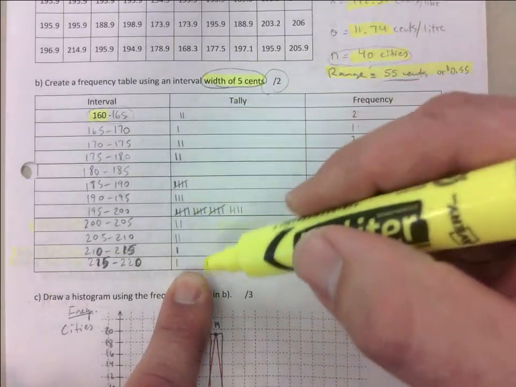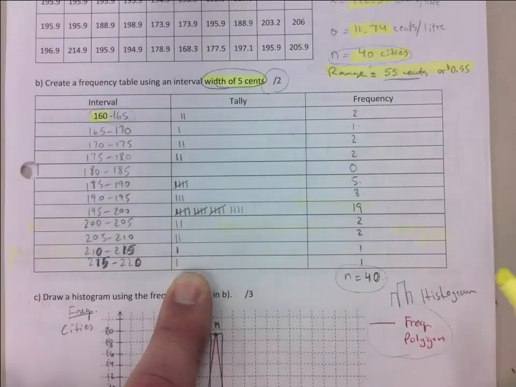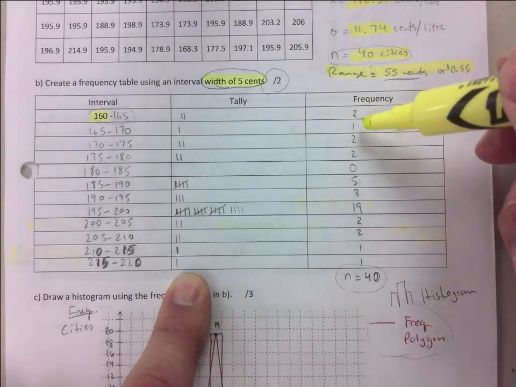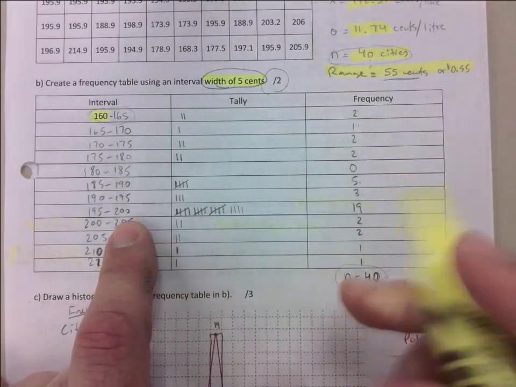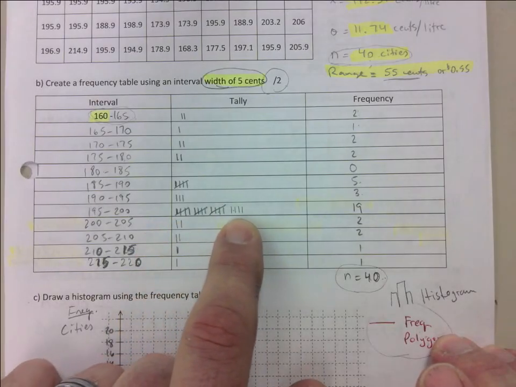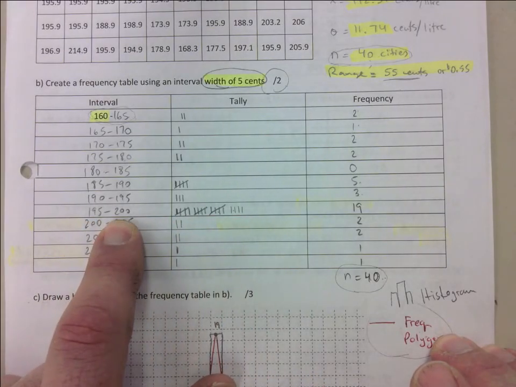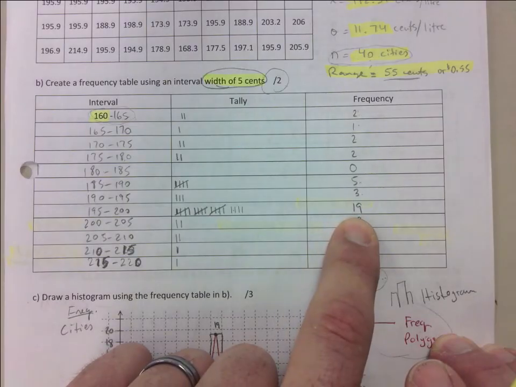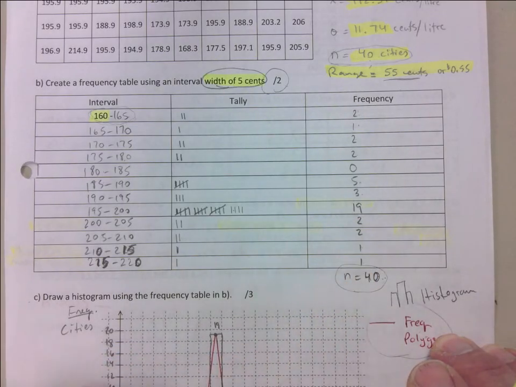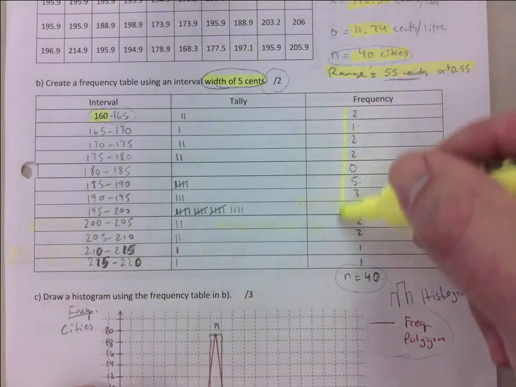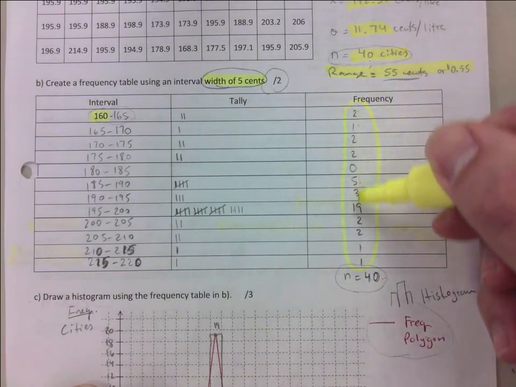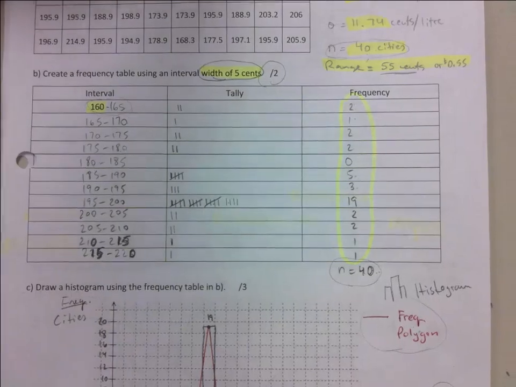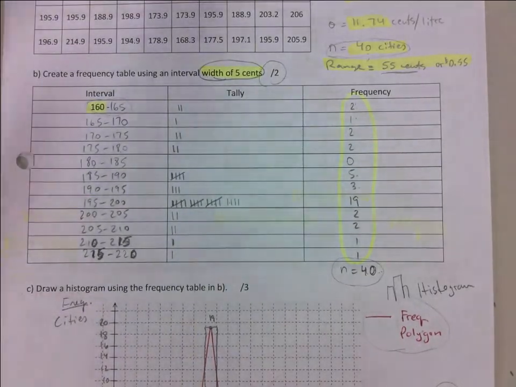I go through my list, I do my tally, and my tally then turns into the frequency, where I actually add up what I've got. You see that most of the time the prices were in the 195s to 200s. That's the most popular category, right? 19 times. And one last check is to make sure that this actually adds up to 40, then you know for sure you didn't miss one. Okay? Next.